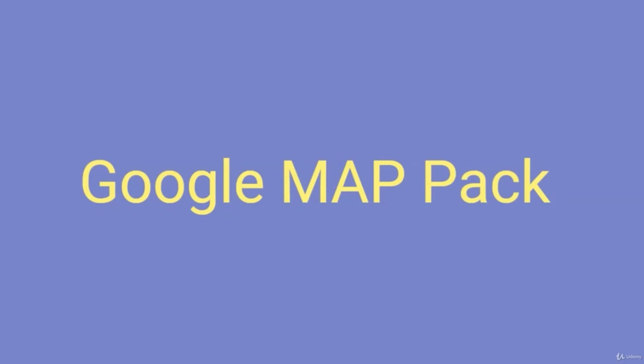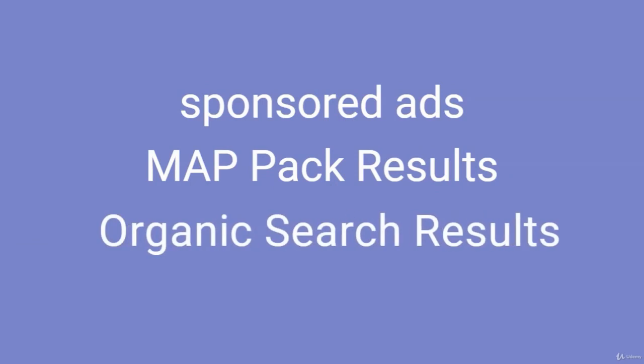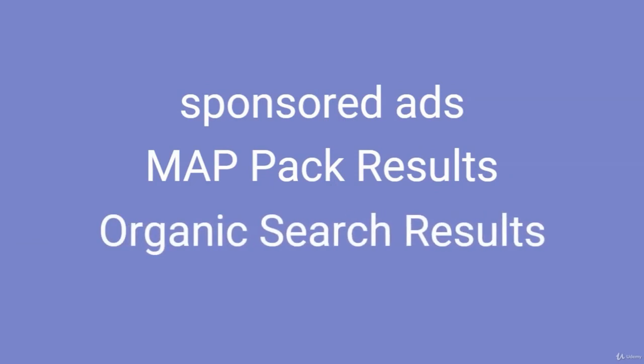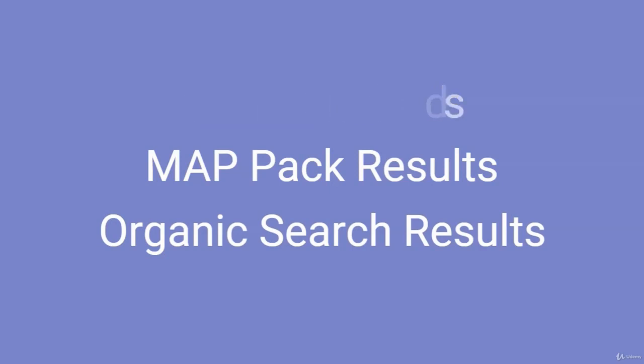Let's talk about Google Map Pack and organic local search results. When Google users make a local search, typically a keyword followed by a location, like Plumbers London, Google returns 3 different types of results, which are sponsored ads, Map Pack results, and organic search results. In this video, we'll be explaining how the last 2 types, Map Pack and organic search, impact your rankings, and laying out the factors you need to optimize to improve your local search score.